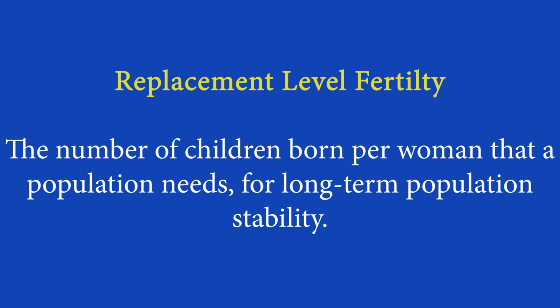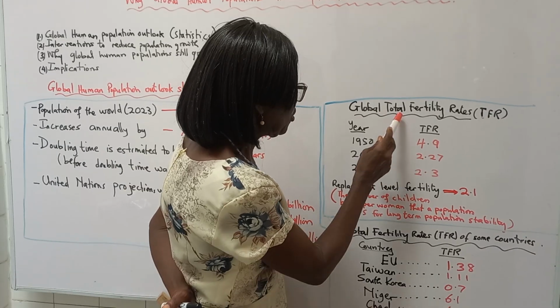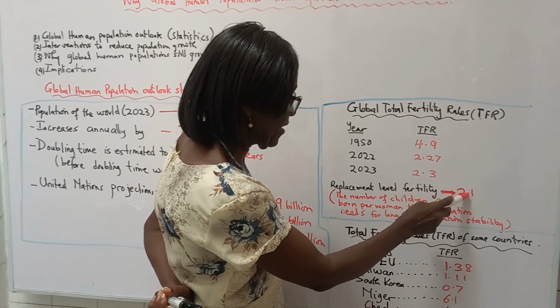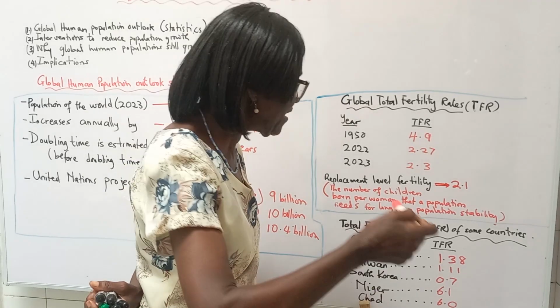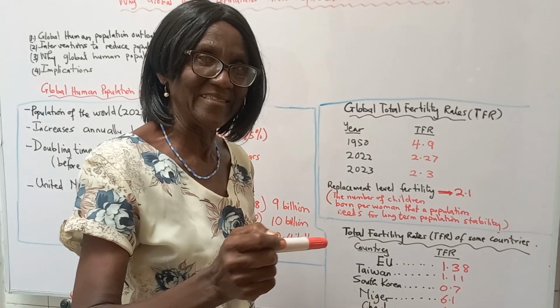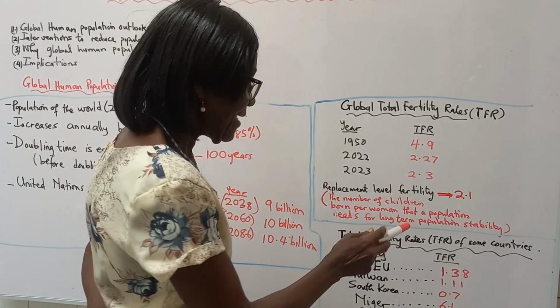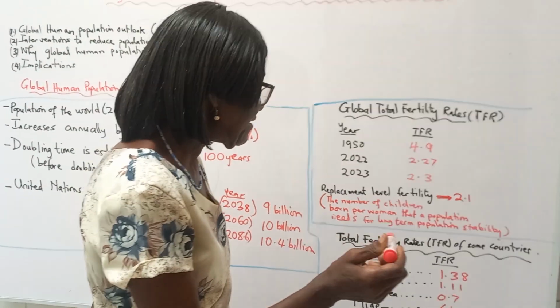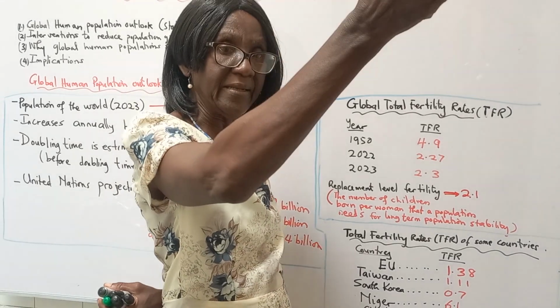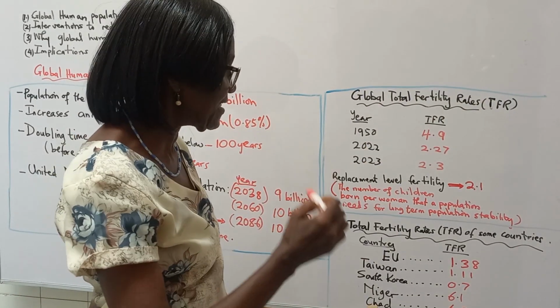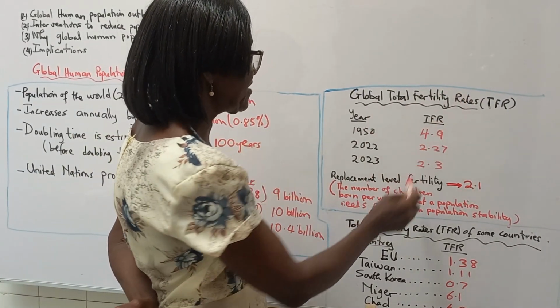The replacement level fertility is the number of children per woman that a population needs for long-term population stability. It means that if the total fertility rate is 2.1, then the population will remain stabilized for a long time. So if the fertility rate is 2.1 and below, then the population will not be growing, all right? But the population will stay stable. That is the global fertility rates.